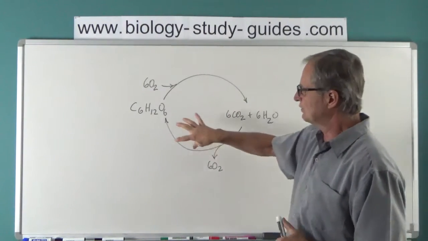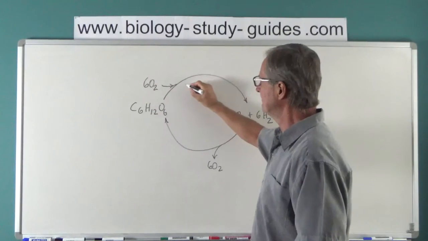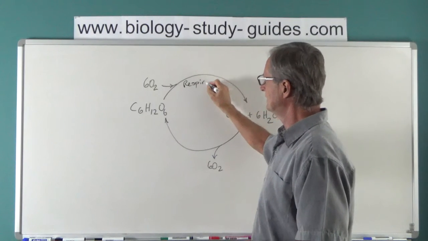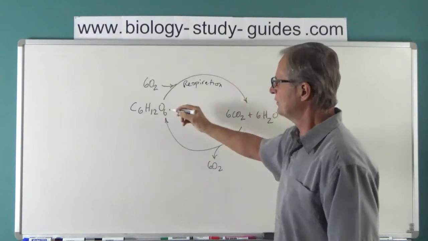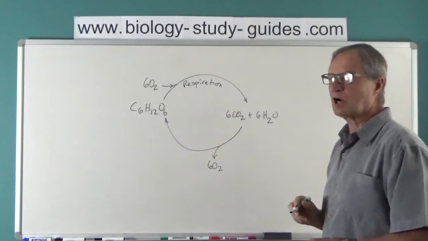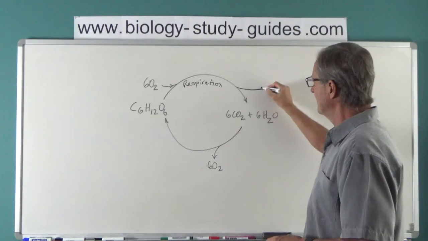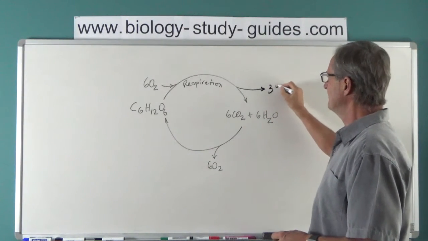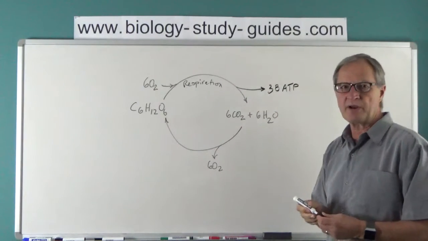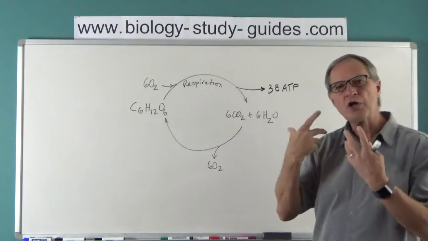If we look at this one here, this part, this is what we would consider as respiration. Where we start with glucose and oxygen and we wind up with carbon dioxide and water. And what we also recognize is that ATP, adenosine triphosphate, is generated along that process. That's respiration. That's not this topic.